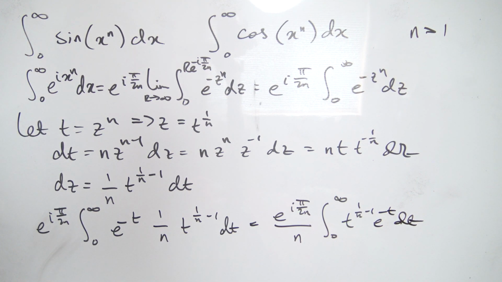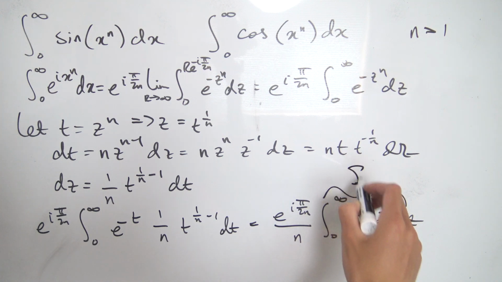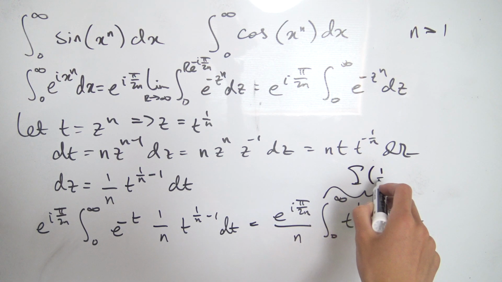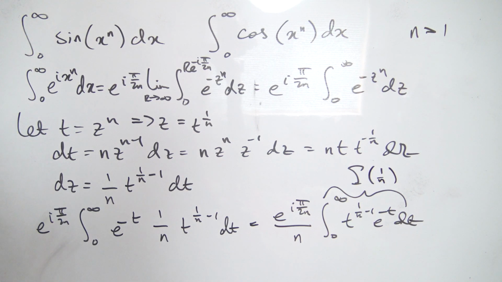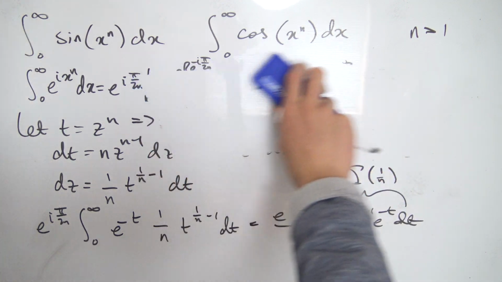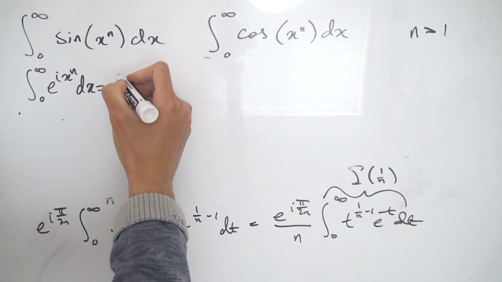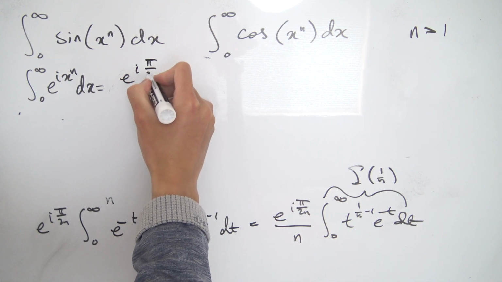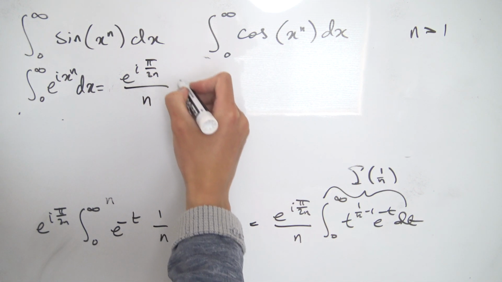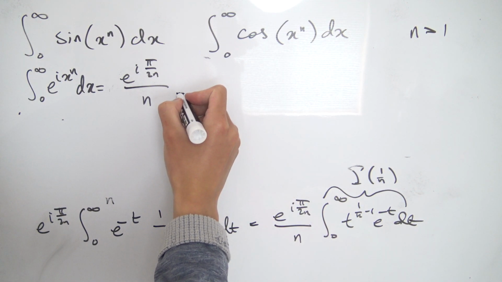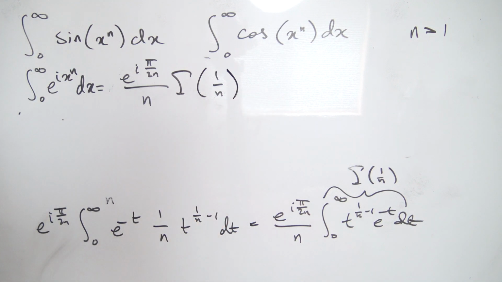And notice this is exactly gamma of 1 over n, because we have the integral from 0 to infinity, t to the something minus 1, and then e to the minus t dt. And this, in fact, is just gamma of that something. So gamma of 1 over n. Right, very, very nice. So now we've shown that our integral from the very start is equal to e to the i pi over 2n over n, and then this integral just becomes gamma of 1 over n, like so.